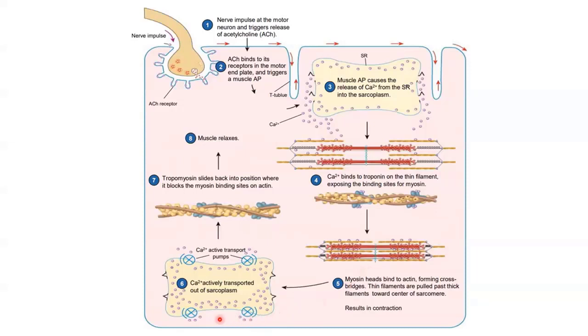Eventually that action potential will stop. This muscle cell will stop being depolarized, which causes the calcium to be actively transported out of the sarcoplasm. The troponin will move that tropomyosin back into the way of that binding site. Myosin and actin will detach, and the muscle will relax.